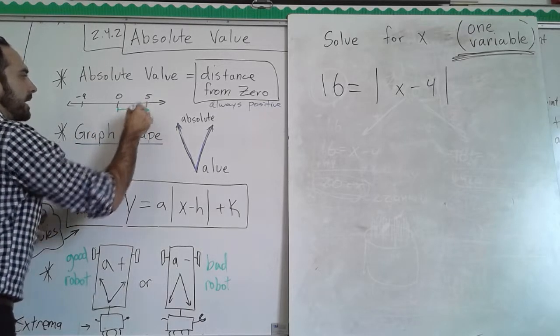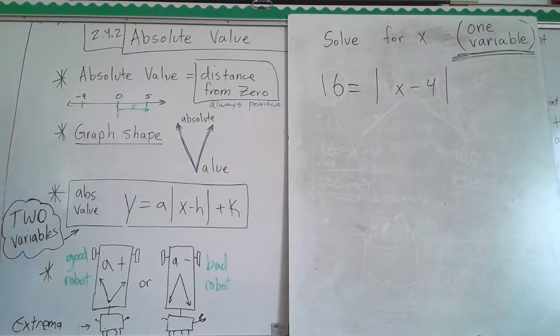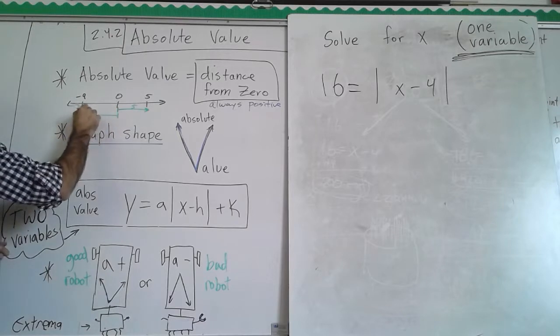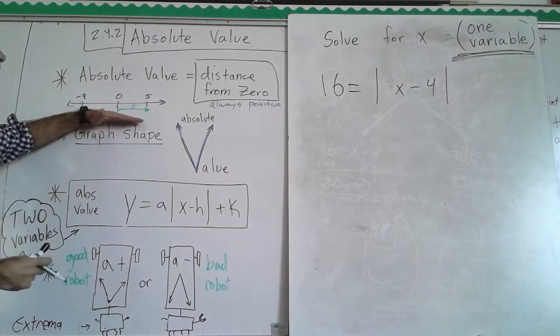So we got 5. All right, if you had to go from 0 with the piece of string all the way to negative 9, how long would that string be? 9. So you can see it's not ever going to have a negative number there because we're talking about actual distance, something we can measure. Okay. So let's stop right there with our idea.